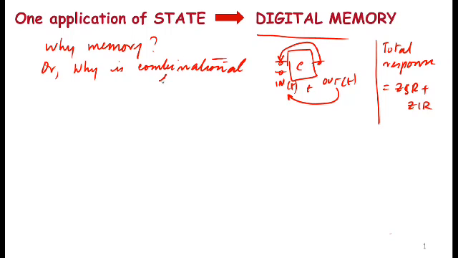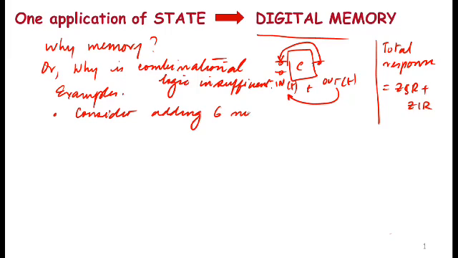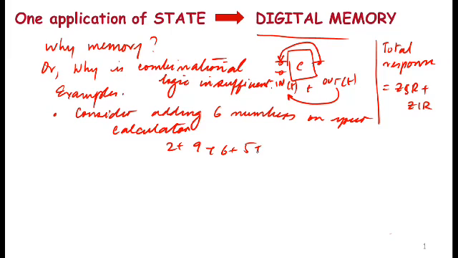So we'll start by looking at why combinational logic is insufficient for the kinds of things we want to do. Let's do a few examples. First of all, consider adding a few numbers on your calculator. Suppose these numbers are 2 plus 9 plus 6 plus 5 plus 3 plus 8. How do you go and do this on your calculator? How do you add a sequence of numbers, 2, 9, 6, and so on and so forth, on your calculator? The key there is that your calculator somehow remembers what you have done so far.